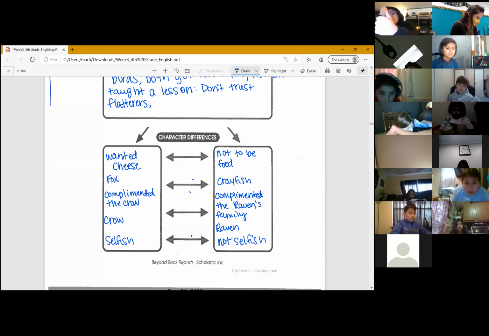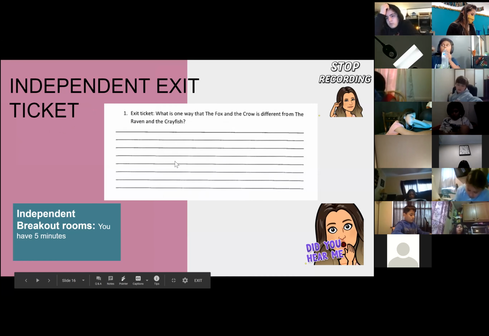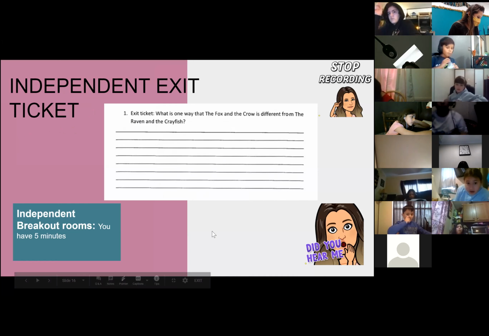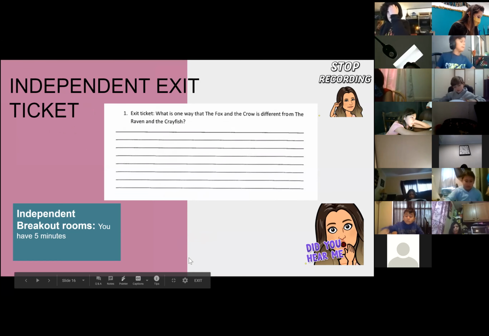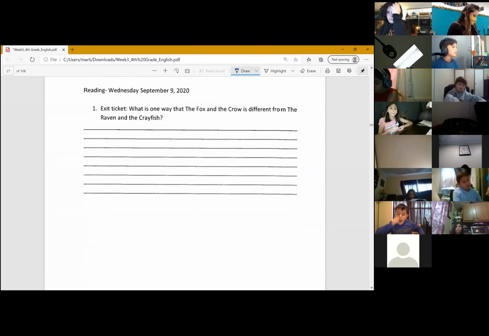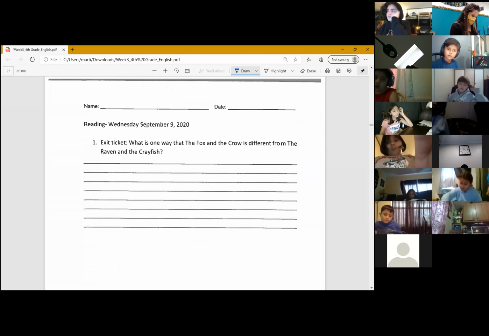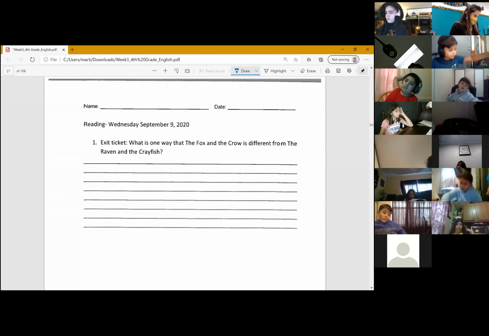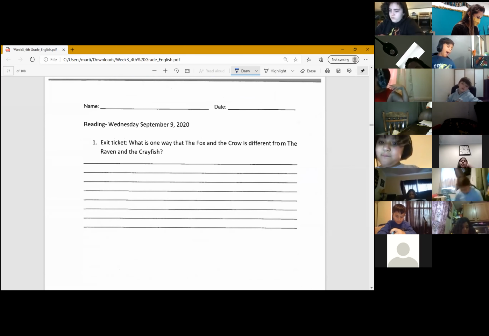Okay, so I'm going to go to my slideshow. We did our graphic organizer together, so now we are doing our exit ticket. Our exit ticket is: what is one way the fox and the crow is different from the raven and the crayfish? So I'm going to go back to my packet, sorry. It is on page 27, the next page. Everyone go to page 27, the next page. And it says, what is one way the fox and the crow is different from the raven and the crayfish?